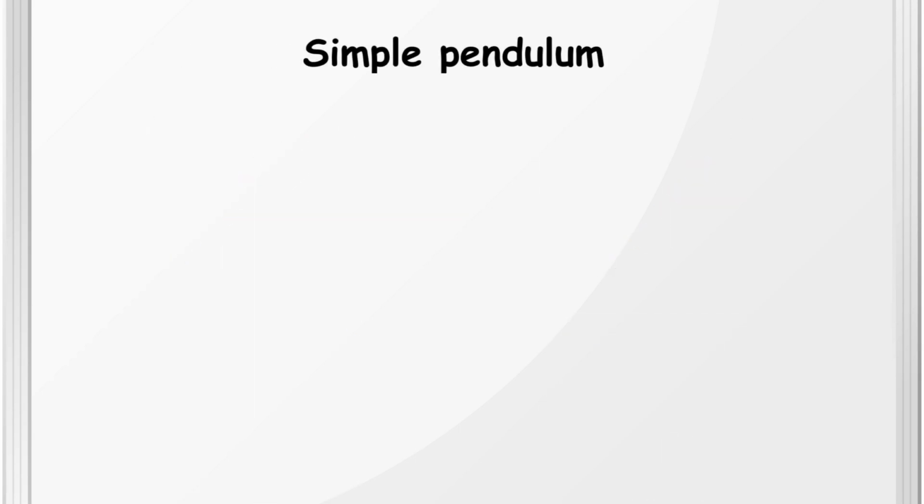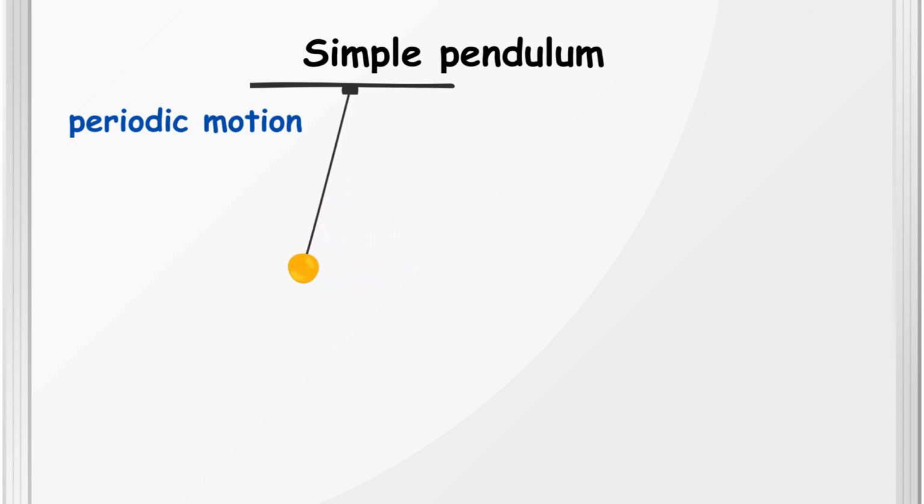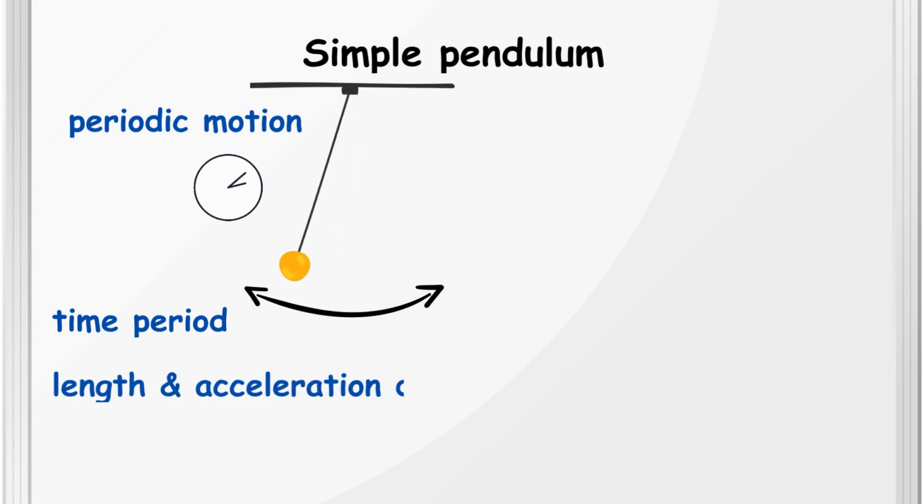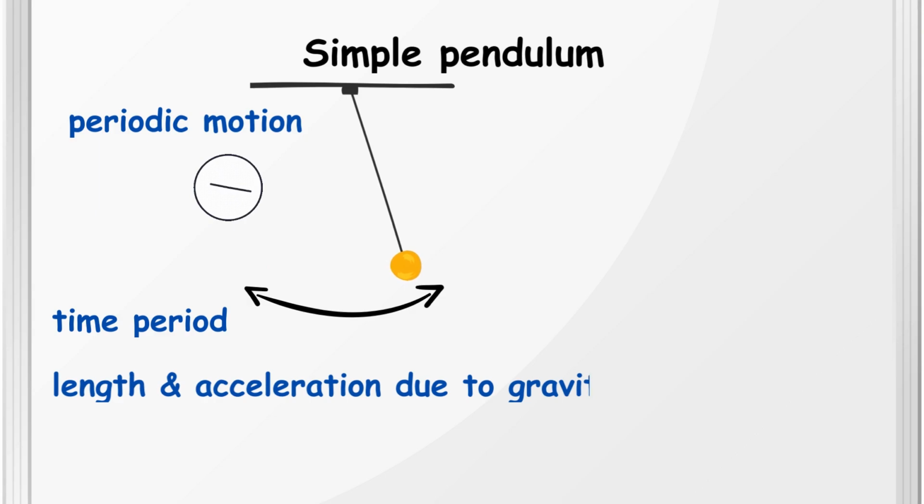Simple pendulum. A simple pendulum is a weight suspended from a fixed point that swings back and forth in a periodic motion. The time taken for one complete swing is called the time period. The time period of a simple pendulum depends on its length and the acceleration due to gravity.